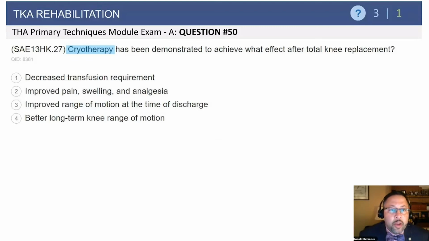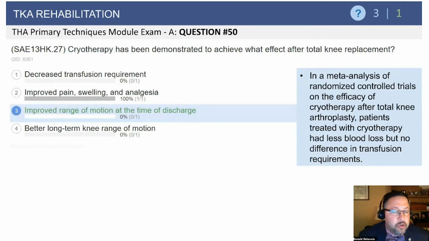Another question, cryotherapy has been demonstrated to achieve what effect on total knee arthroplasty? Again, I'm not really crazy about this question. The answer is improved range of motion at the time of discharge, and that's probably secondary to the improvement in pain, swelling, and analgesia. But for the purpose of the SAE question, the correct answer is number 3, improved range of motion at the time of discharge.